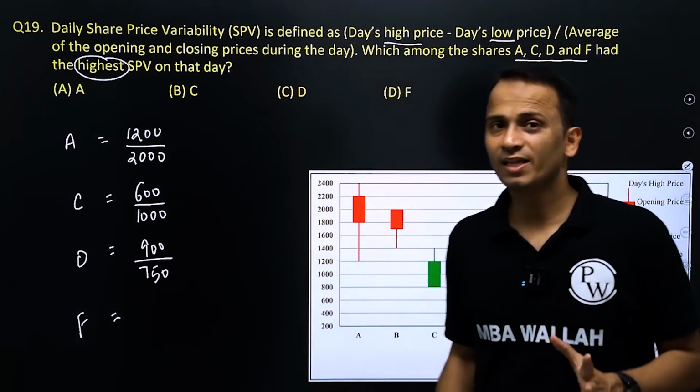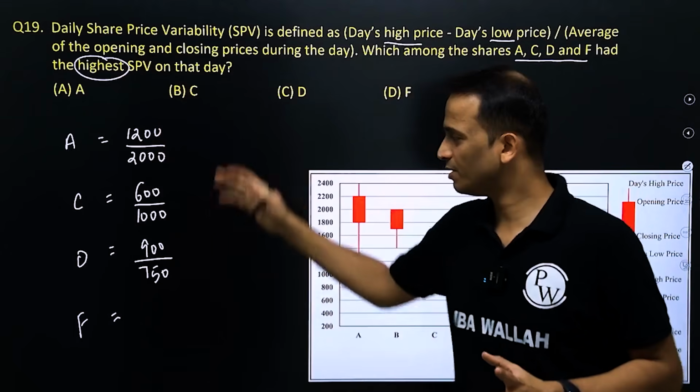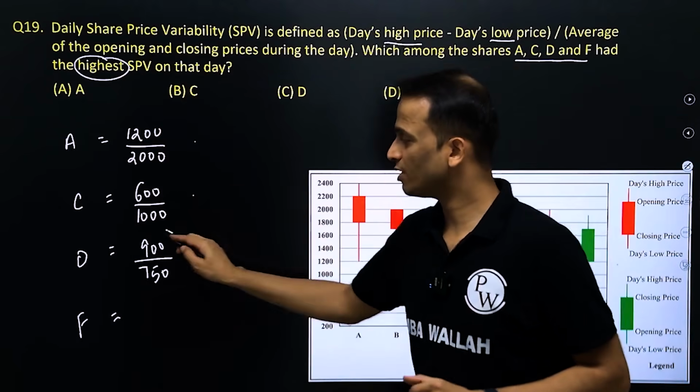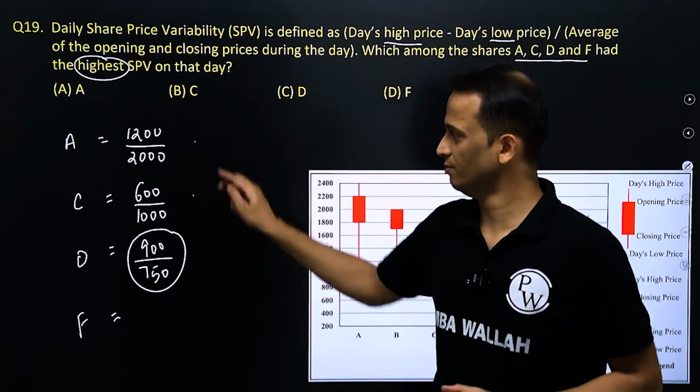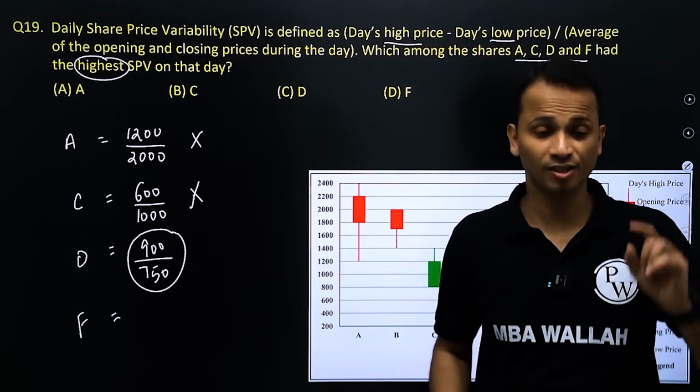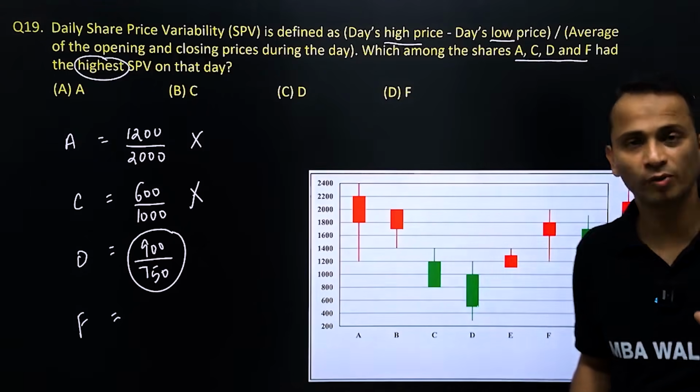Now understand one thing, we have to find out the highest among these. This is less than 1, this is less than 1. As soon as you have got one fraction which is more than 1, you can reject these two. No need to waste time in simplification. Very, very important thing.